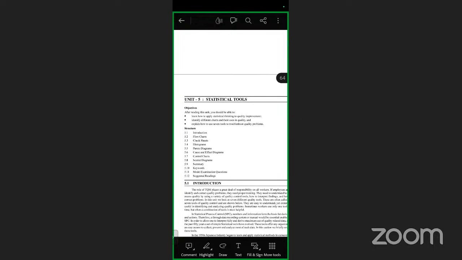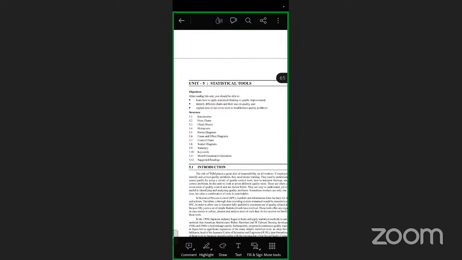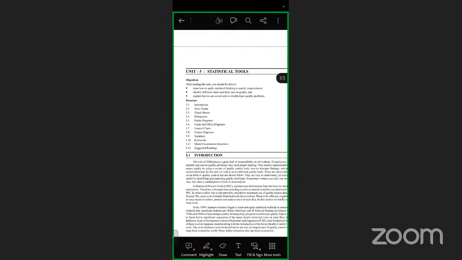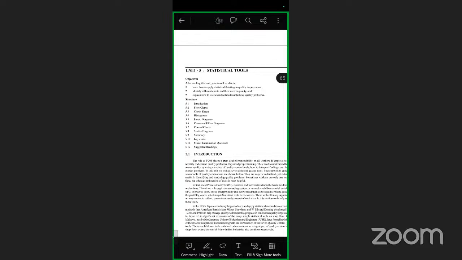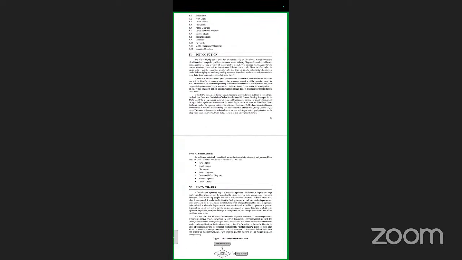What is meant by statistical tools used in TQM? In that, we use flowcharts, check sheets, histograms, Pareto diagrams, cause and effect diagrams, control charts, and scatter diagrams, and these might be helpful for TQM statistical tools. First, we'll see what is meant by a flowchart.